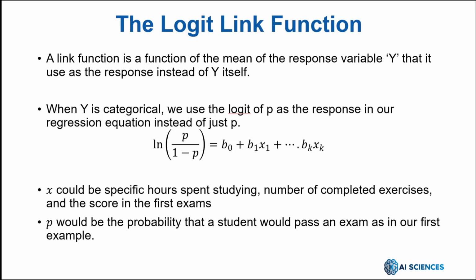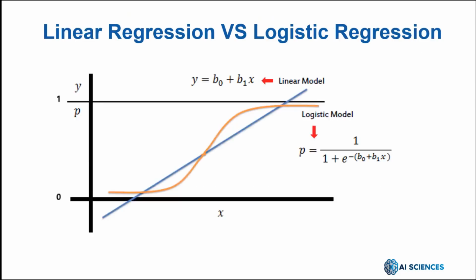P is the probability that y equals 1. So, for instance, those x's could be specific hours spent studying, number of completed exercises, and the score in the first exams, while p would be the probability that a student would pass an exam, as in our first example. Linear regression versus logistic regression. Instead of a line between y and x, the relationship between x and the probability p is a logistic distribution.